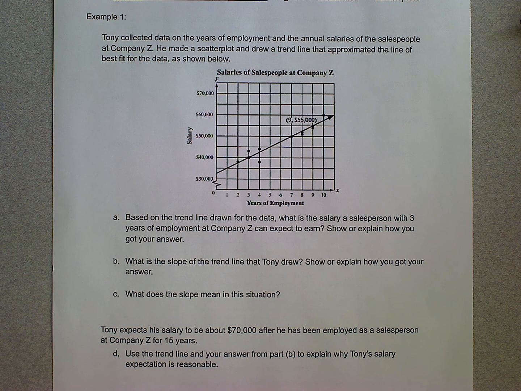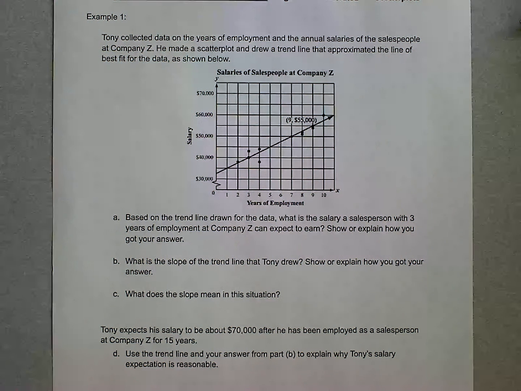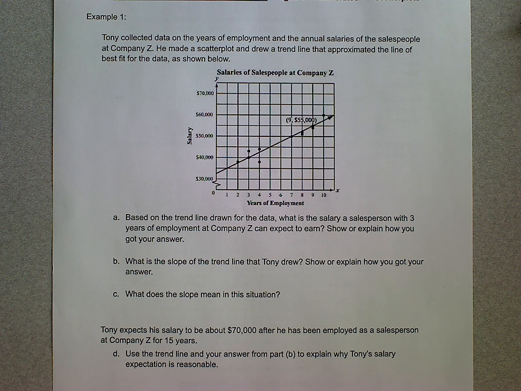So once again, this is just reading a graph, so this is kind of good just going back, and it's been a while maybe since we've done this. So once again, we're looking at the line. It says the salary of a salesperson with 3 years of employment. So in general, I'm just going to go to where it says years of employment 3, and I'm going to follow it up to my line and then kind of follow it over, and that will give me a good estimate. So my estimate, I'm going to say, is about $40,000.